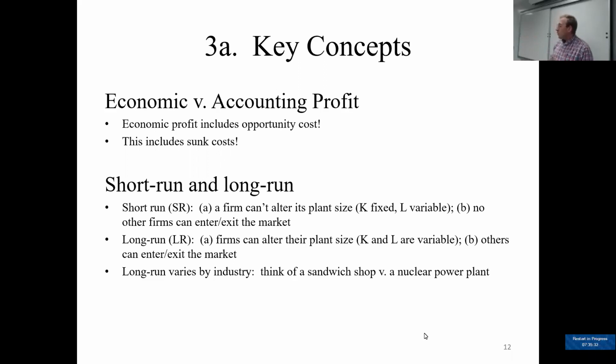This is going to be another important question for us tonight. Whereas in the long run, everybody can enter or exit. Potential competition can enter or exit the market unless we have high barriers to entry. We'll come back to that.